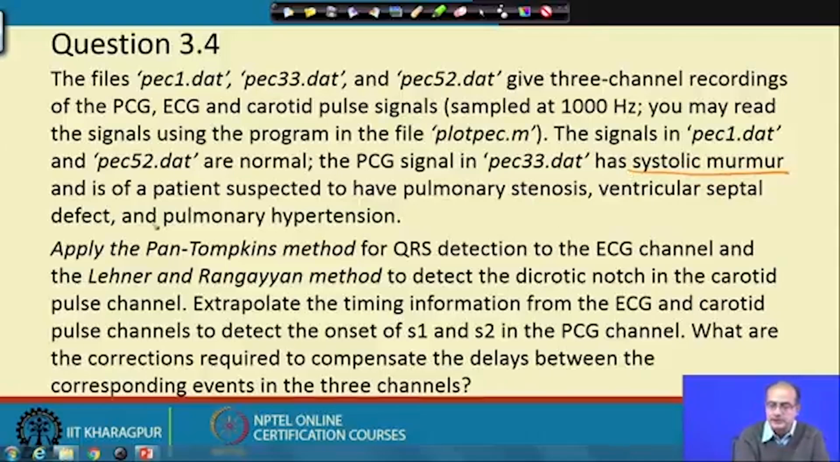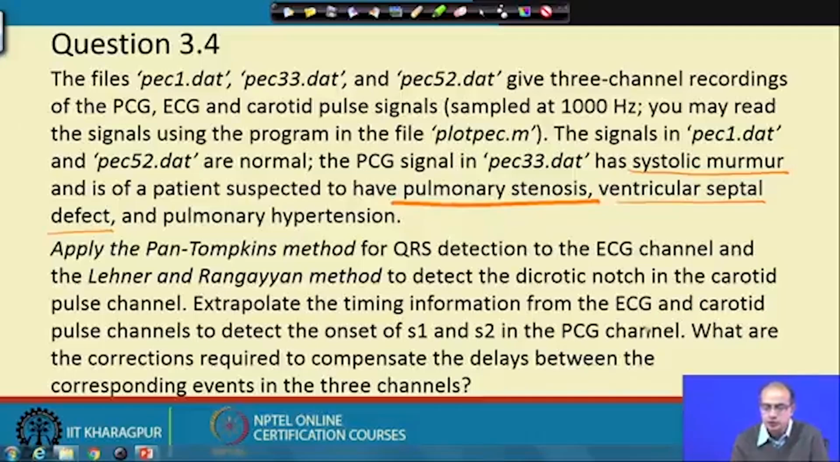Systolic murmur means there is a heart sound, or murmur, that is found in the PCG signal, and the patient is suspected of having pulmonary stenosis, that means narrowing of the artery leading from the right ventricle to the lung, and ventricular septal defect, that means there is some opening in the layer which is separating the left and the right ventricle. So, there is some hole in that.